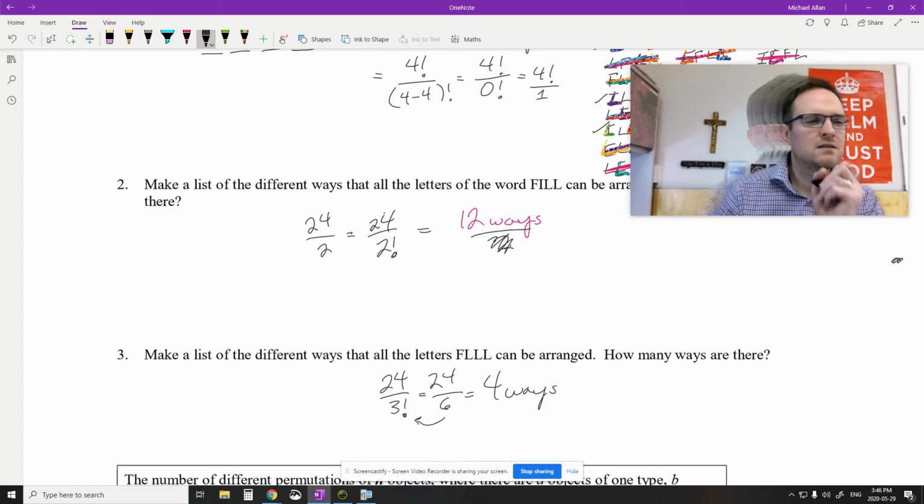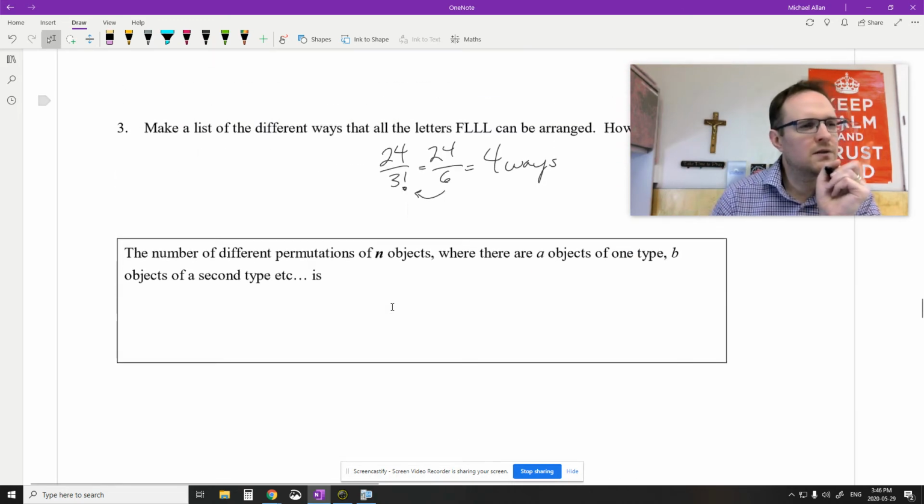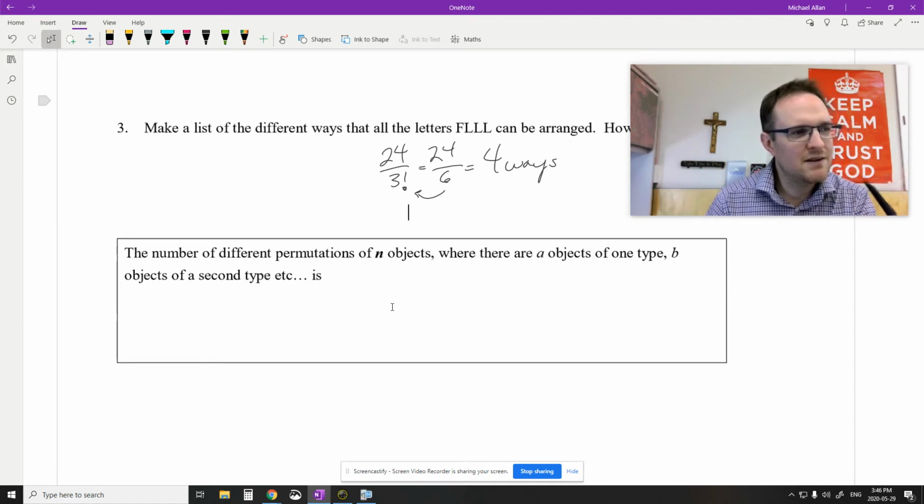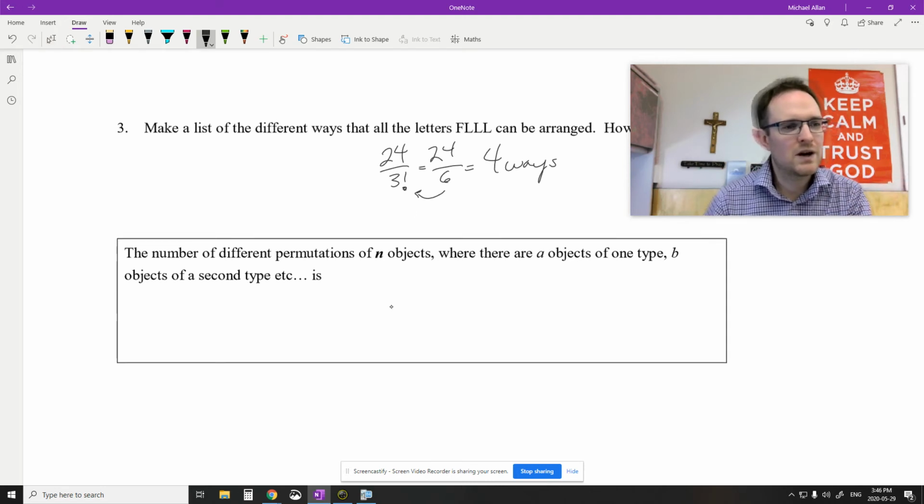Right. So the thing is, if I have repeated objects, if I have n permutations for n objects, where I have A of one object, B of another object, et cetera, what you actually do, in our examples up here, we only used the L, right? We repeated the L a few times. But what if I had other repeating letters in there? What if instead of 3 L's, I had 2 F's, 2 L's?